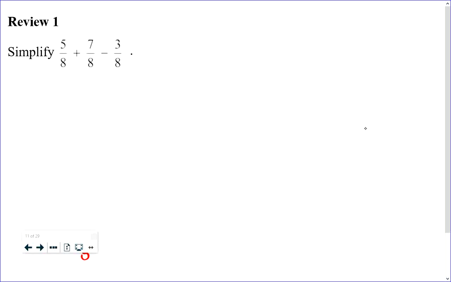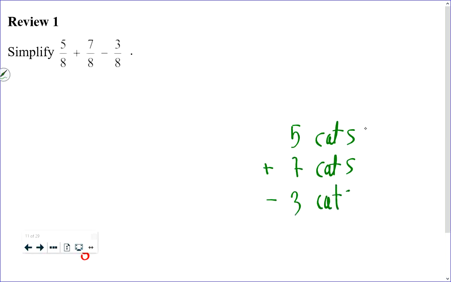If I had 5 cats, and I'm going to add 7 cats, and for some reason I'm taking away 3 cats, well, these are like terms. It's like taking 5x plus 7x minus 3x. You simply go 5 plus 7 is 12, minus 3 is 9. Is my math right there, 9? That would be 9 cats. Well, that means that this is 9/8.